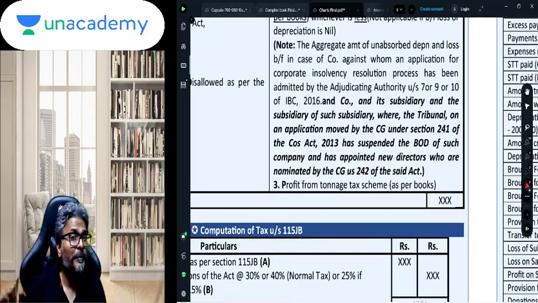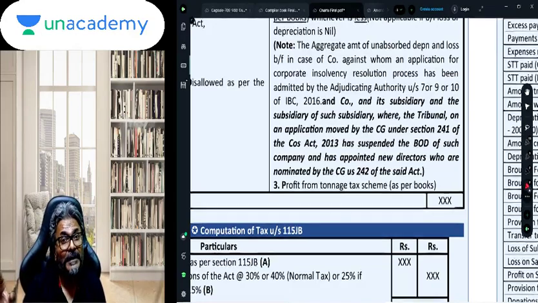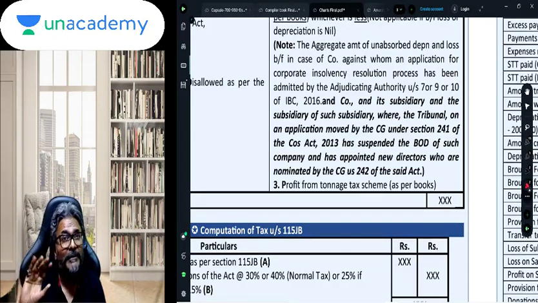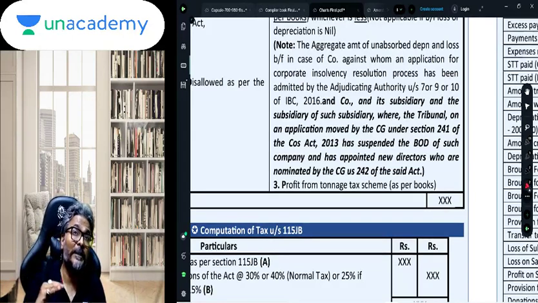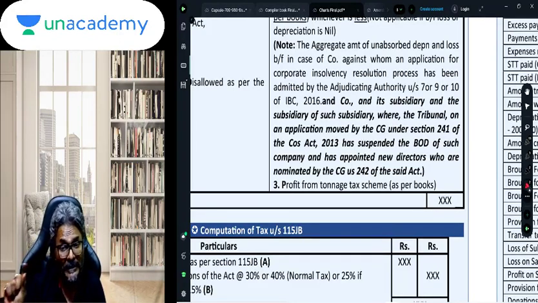Now, the approach the ICAI has taken in this particular question is this: because they have given you the data of the brought forward business loss and the unabsorbed depreciation as per the books for those 2 years, it implies that this much brought forward business loss as per the books and this much unabsorbed depreciation as per the books is yet to be adjusted. That is the message they are trying to convey to you.